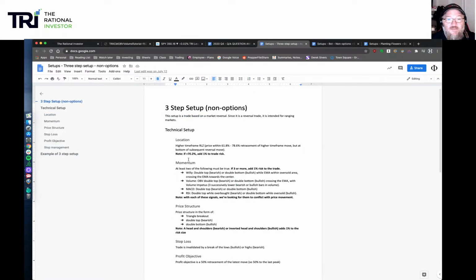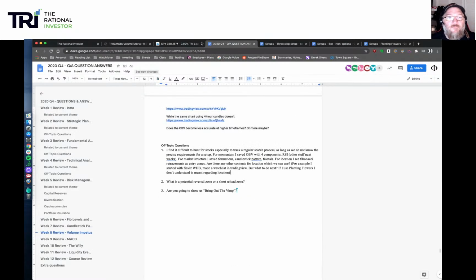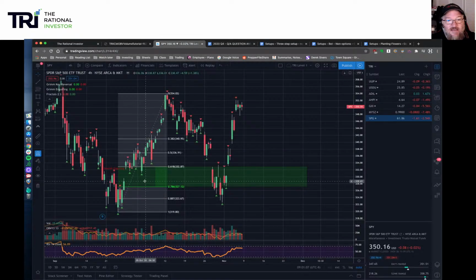All right. Then we look for momentum. Now, note if we're greater than the 70.2%, add 1% to the trade risk. How I work that in practice is anytime we're beyond this halfway point at the 70.2, and I just eyeball it, right? You'll notice I don't have it on my chart just because I try to keep it clean. If we're in the bottom half of this, all the way down to the 1, I will add a percentage of risk. So let's look at how that looks, okay?